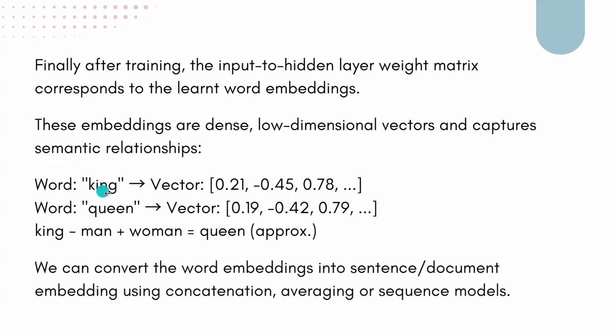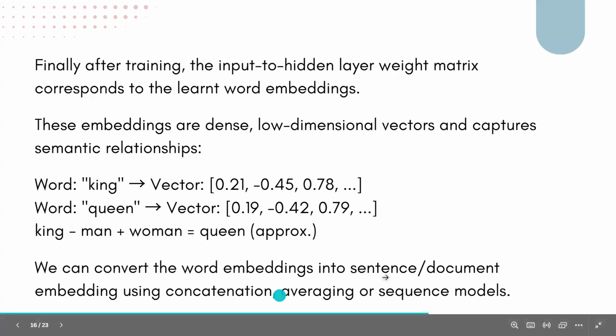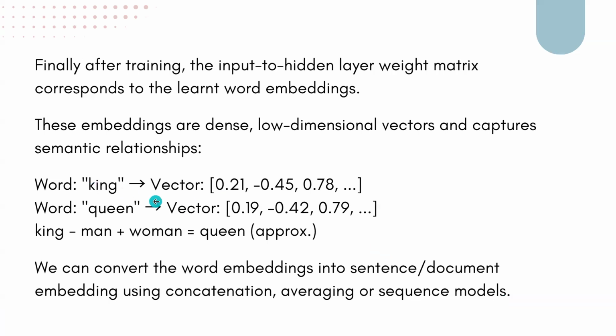Okay, after converting each of the words, how are we going to get the vector for the whole document is the point. We are going to get this by concatenation or averaging or sequence models like LSTM or GRUs. They are used as sequence models to get the embedding for the sentence after getting the embedding for each of the words.